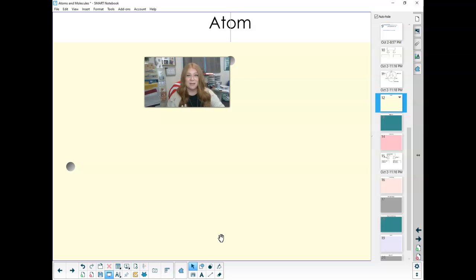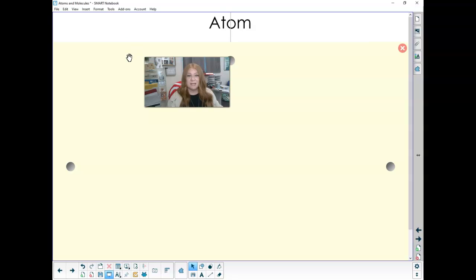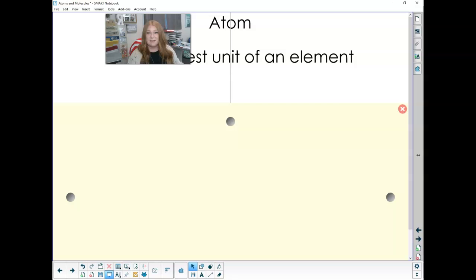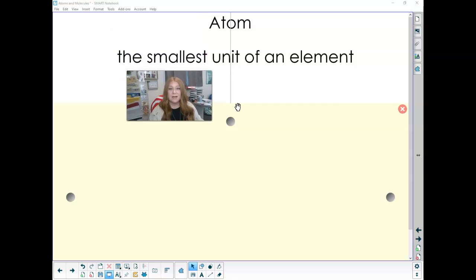Okay, so we have three main vocabulary words for this unit. Our first one is an atom, and an atom is the smallest unit of an element. Everything is made up of atoms. You cannot get smaller than an atom and still make up something.